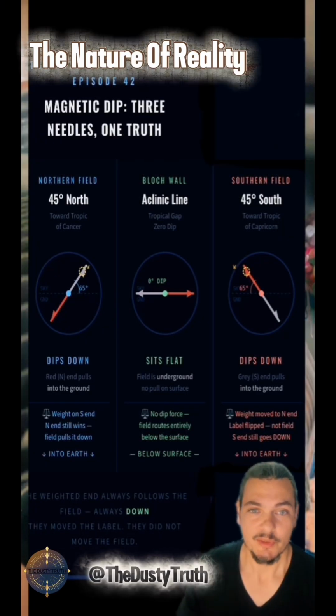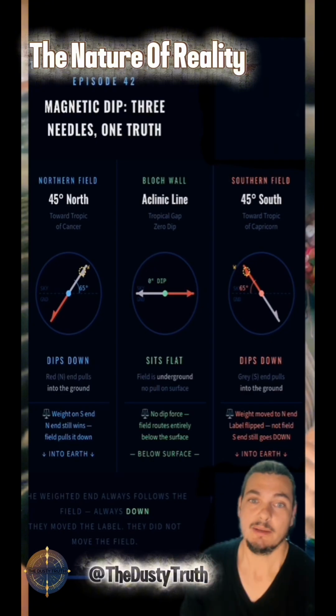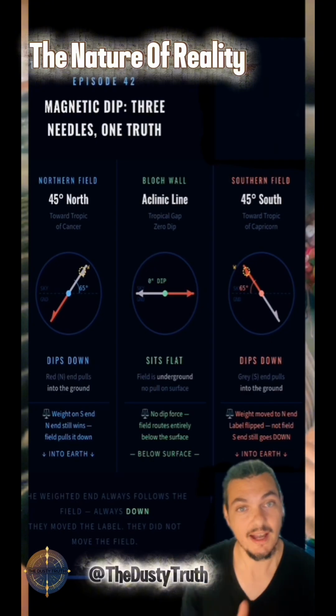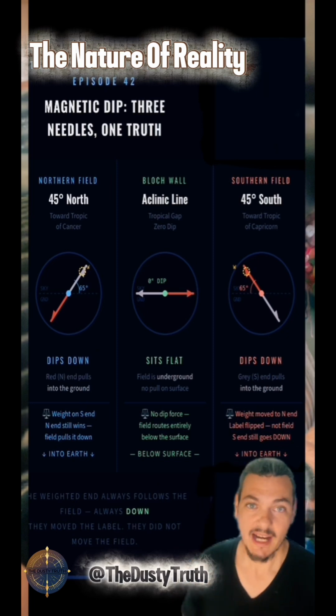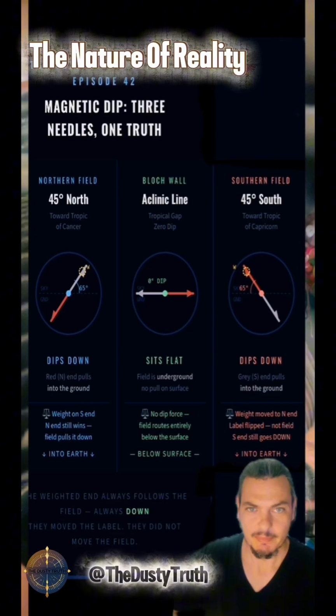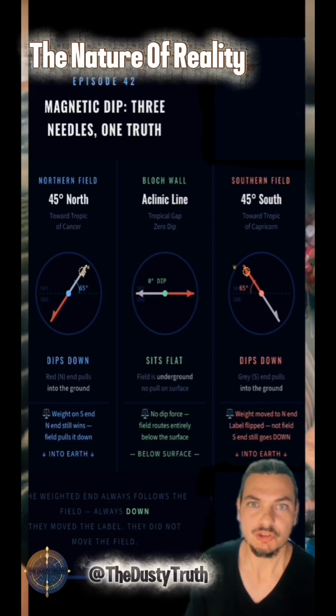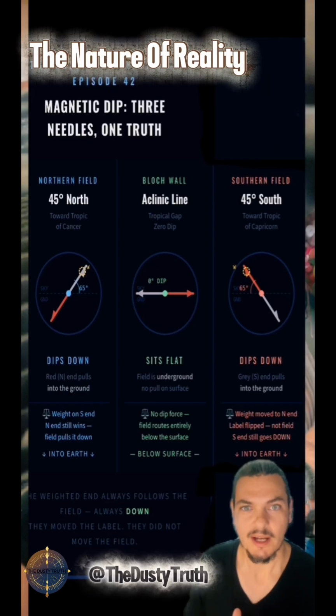Last episode, we traced the circuit. Field up at the Arctic, down at the Tropic of Cancer, through the Earth, up at Antarctica, over the south, down at the Tropic of Capricorn, back through the Earth. One continuous loop at every meridian. Two complementary fields. One dual system. Now, let's look at what that geometry does to a compass.